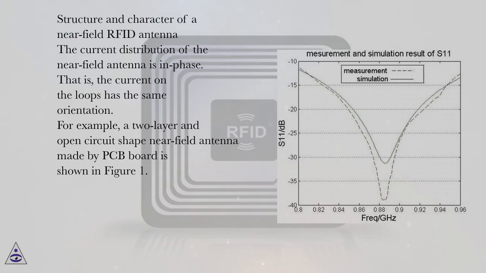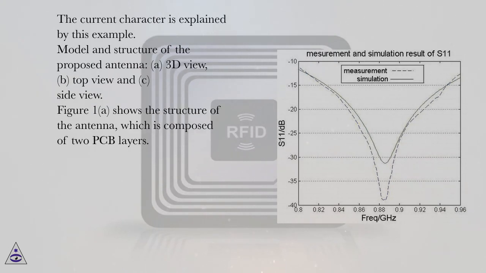Structure and character of a near-field RFID antenna. The current distribution of the near-field antenna is in phase. That is, the current on the loops has the same orientation. For example, a two-layer and open-circuit shape near-field antenna made by PCB board is shown in Figure 1. The current character is explained by this example.